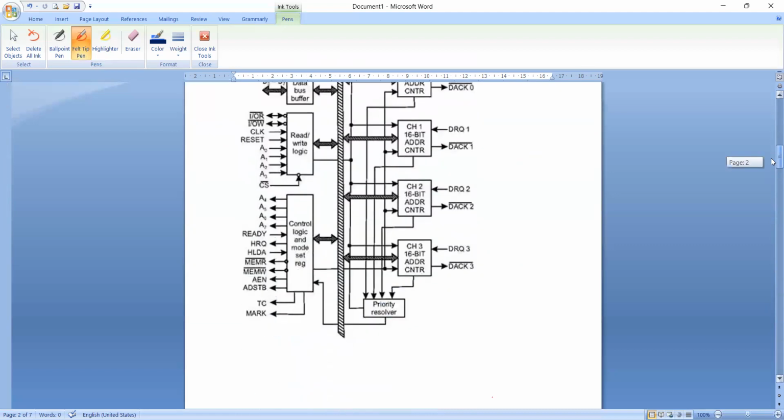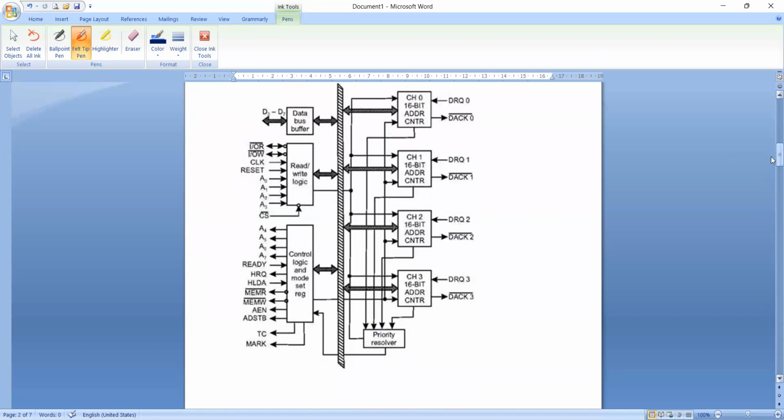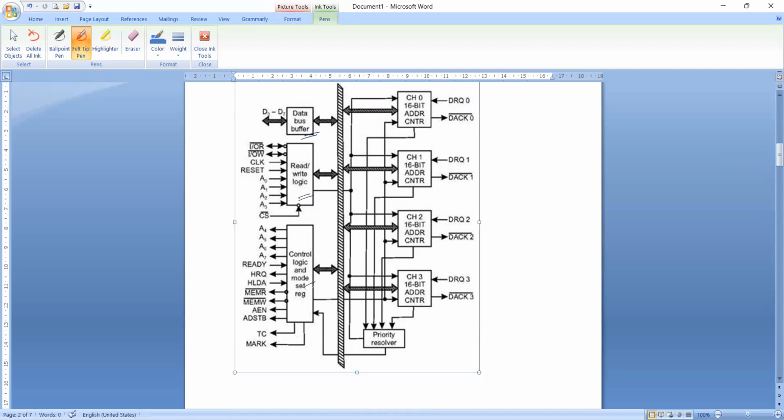Here, it has a data bus buffer, and next is the read-write logic and control logic. There are 4 channels: channel 0, channel 1, channel 2, and channel 3. Each has a 16-bit address register and a counter, and this counter is a 14-bit counter.